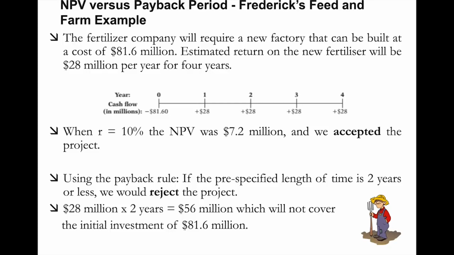So back to the fertilizer example we saw earlier. We can apply the payback period rule to determine whether or not the project should be accepted or rejected. Recall that when the discount rate for this investment was 10%, the NPV was $7.2 million, which we would accept under the NPV rule. So to apply the payback period rule, we need to calculate the amount of time it takes to pay back the initial investment. This is called the payback period.